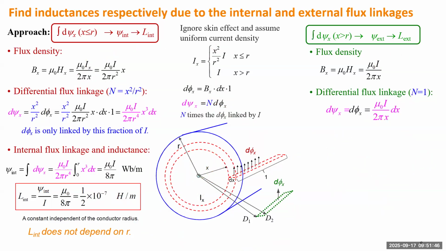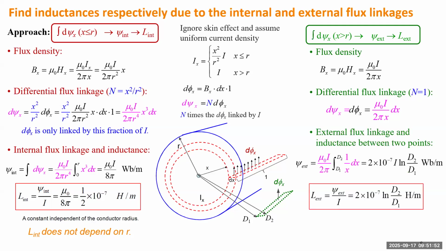So we only change N to be 1 for the second case. We move on and we get this formula. We still get this one to be integrated, and we're going to integrate from D1 to D2. That tells you the inductance outside of the conductor only for the flux at distance from D1 to D2. That one does depend on the dimension, the distance to the conductor. So the external inductance depends on both D1 and D2.